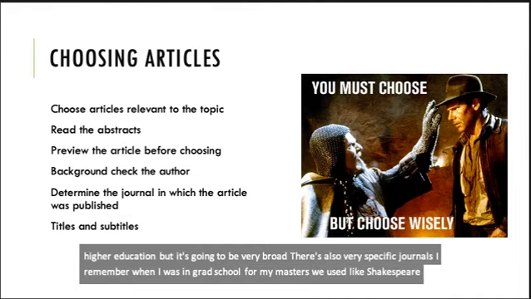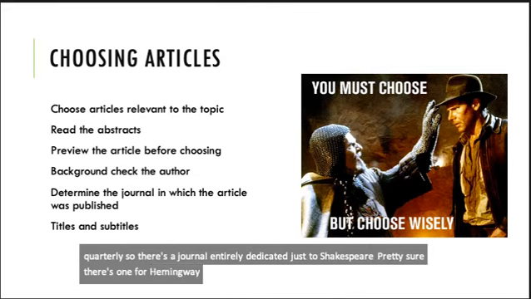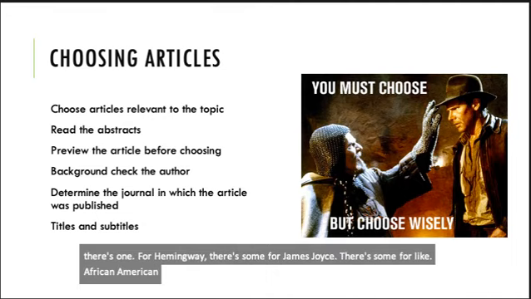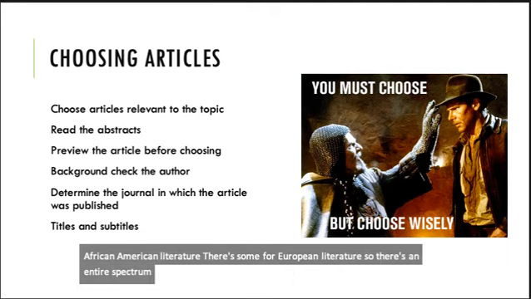So there's a journal entirely dedicated just to Shakespeare. I'm pretty sure there's one for Hemingway. There's some for James Joyce. There's some for like African American literature. There's some for European literature. So there's an entire spectrum of broad and specific journals that you'll find.